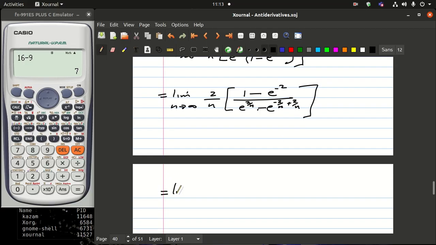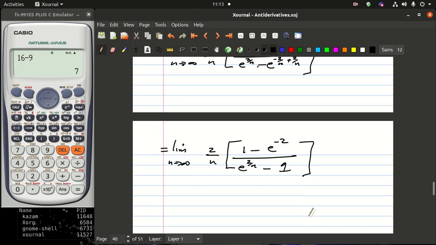The next thing is you want to find the limit as n approaches infinity of 2 over n. Inside there, you still have 1 minus e raised to minus 2 all over, and then I still have e raised to 2 over n minus this and that, which is going to be e raised to 0, and e raised to 0 is just a 1. That is what we are getting there.